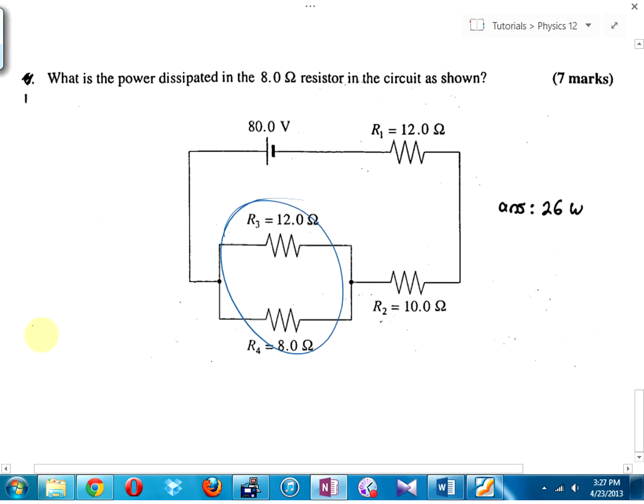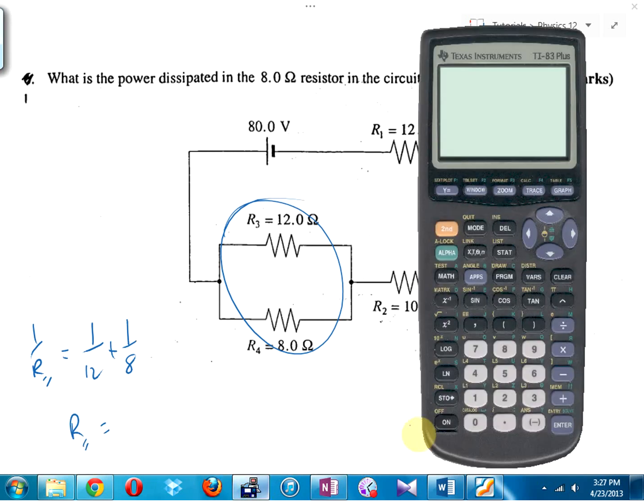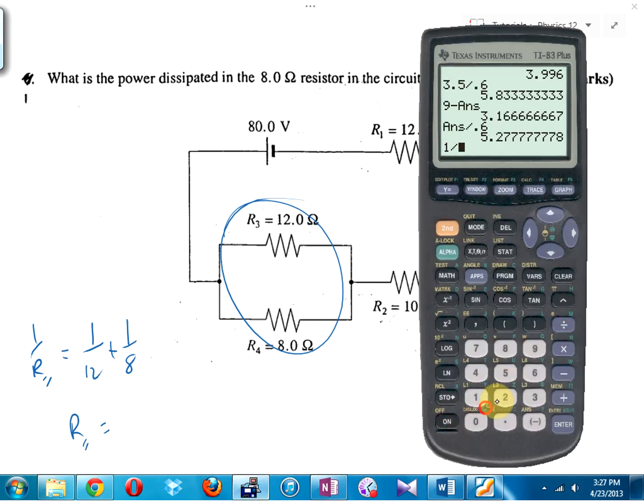So 1 over R parallel equals 1 over 12 plus 1 over 8. Don't forget to reciprocal your answer. 4.8.